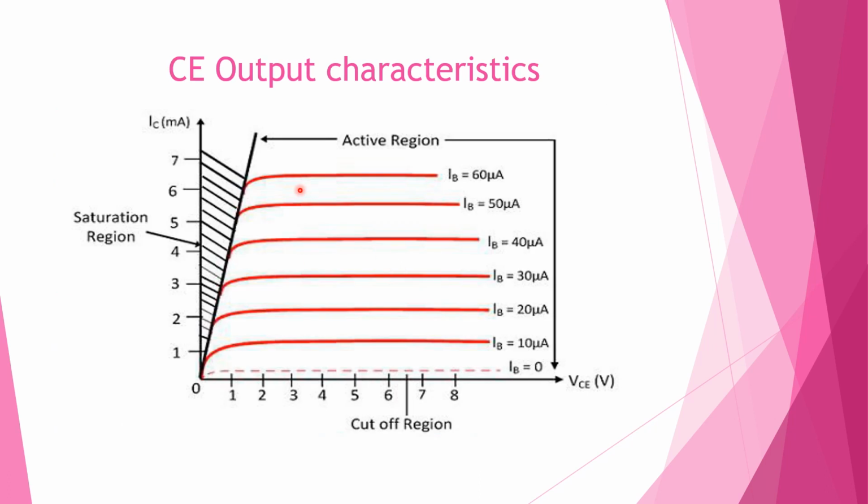The circuit we have seen is a common emitter one. So there is a common emitter output characteristics. This has collector current IC at the y-axis, and collector emitter voltage at the x-axis. And this is the current for different values of input current, that is the input base current. So in this condition we have taken IB is equal to 0, so IC is equal to 0.